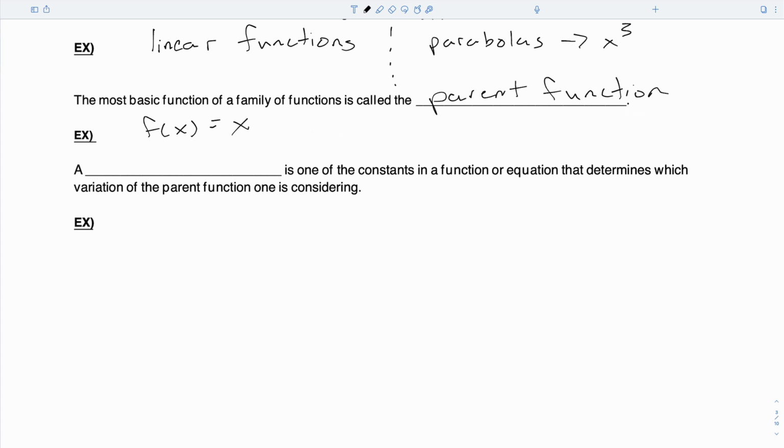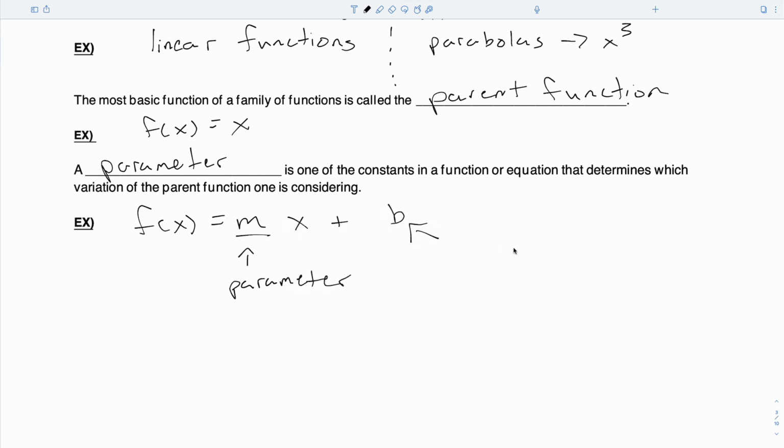Last one. A parameter is one of the constants in a function or equation that determines which variation of the parent function you are considering. That's either looking at the slope, that's one parameter, or the y-intercept. That's a second parameter. So if it's talking about a parameter, it's talking about m or b. You can either look at the y-intercept or the slope.